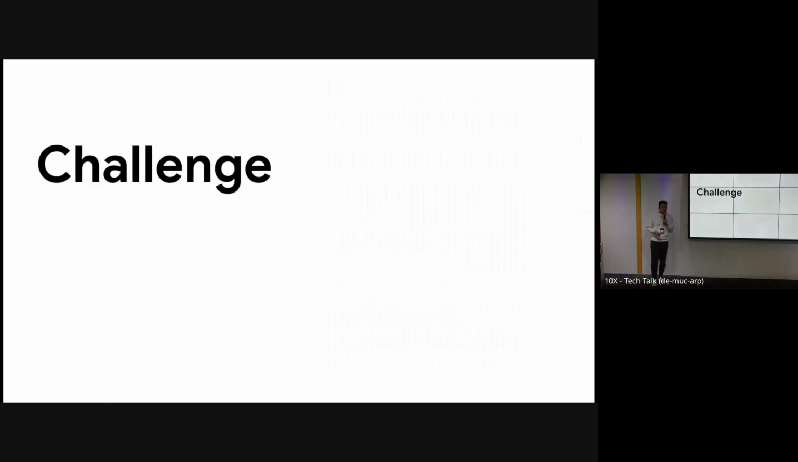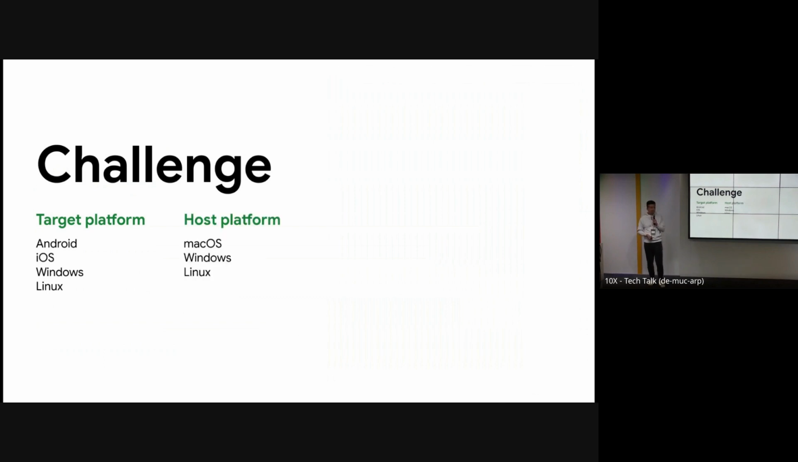Now, here are the challenges we faced. NeoX targets iOS, Android, and Windows platforms, and we sometimes need to compile part of the engine on the server side, which is Linux. So that's 4 different target platforms. In order to build an iOS app, we need to use macOS, plus Windows and Linux. That's 3 different host platforms.